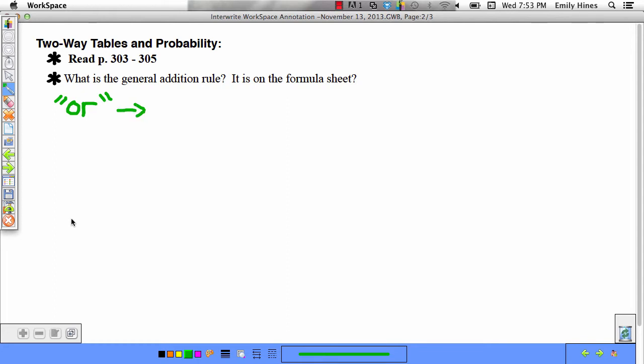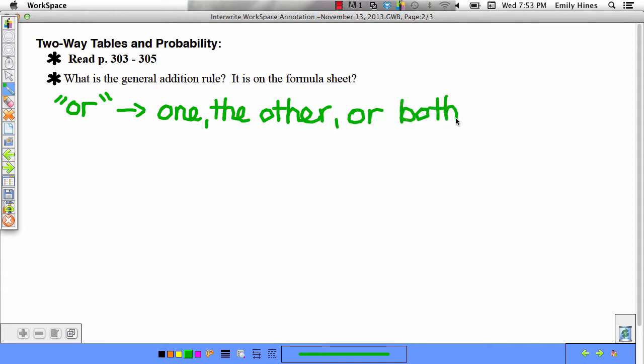Usually you think of or as like when you go to a restaurant and a waiter says, "Would you like soup or salad?" They're talking one or the other. However, or for statistics is one, the other, or both. And it's that both that we have to think about here when we're talking about the general addition rule. What we mean in statistics when we say or is kind of like cream or sugar. It's okay for you to say both. One, the other, or both.